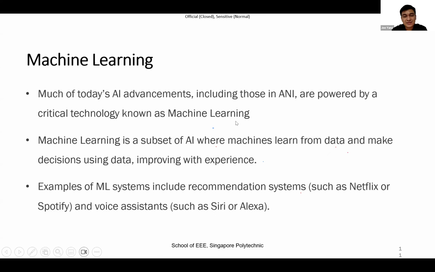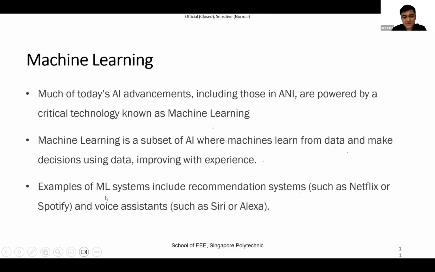Machine learning is a technique or process where you have to feed in data, do some data cleansing of the raw data, and then train the data into a model, so that at the end of the process you can draw insights from the machine learning. AI means making use of machine learning outcomes to make a smarter system. So machine learning is a subset of AI where machines learn from data and make decisions using data or improve from experience.